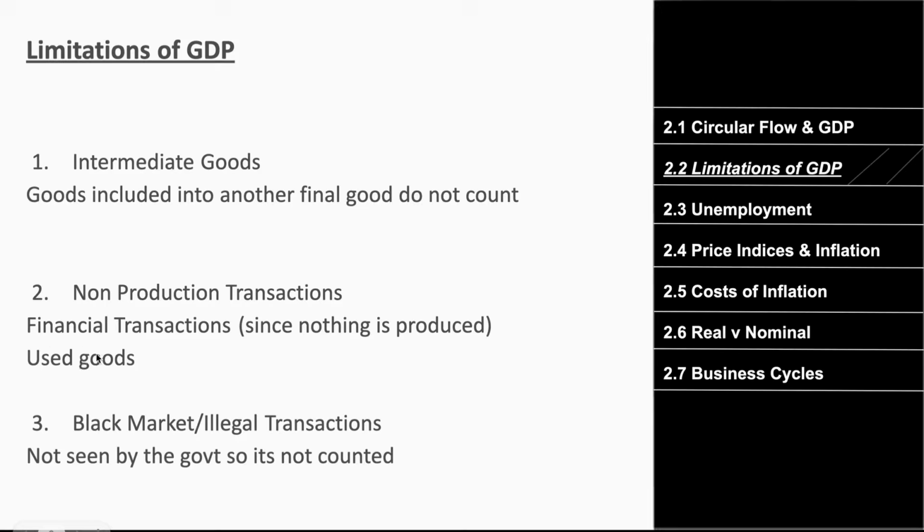Used goods don't increase GDP. Then finally, black market or illegal transactions. These don't count in GDP because the government or international organizations that measure and count GDP don't know what's going on in the black market. It's not regulated, so we just don't know how much it is. So it's not included in GDP.